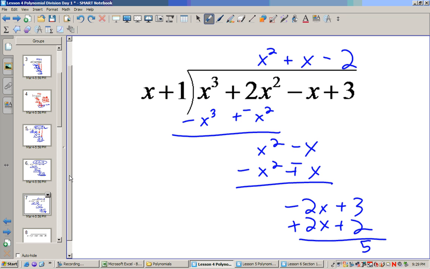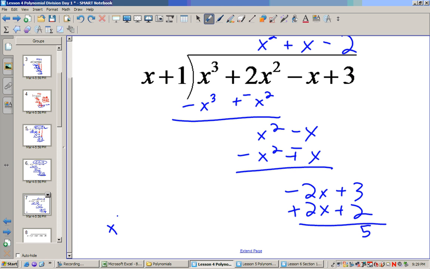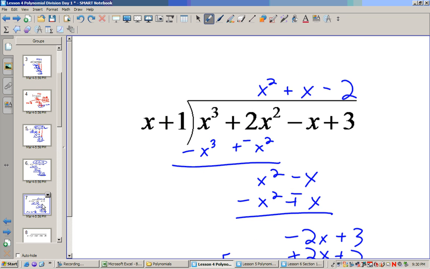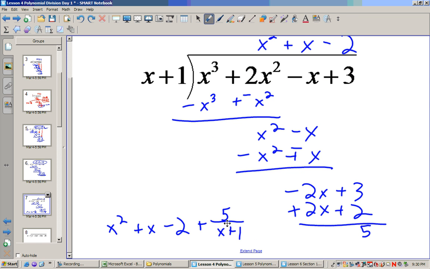So now we have to think about what we did before. Now this goes over to the x plus 1. So my true answer is x squared plus x minus 2 plus 5 over x plus 1. Now in our previous problem right here, I could have said this was 532 plus 1936, but that addition sign is assumed, that this is added onto that. So we don't write that when we have regular numbers. However, in algebra, that's not assumed. It would be multiplication if there was an addition sign there. So we have to add this second part.